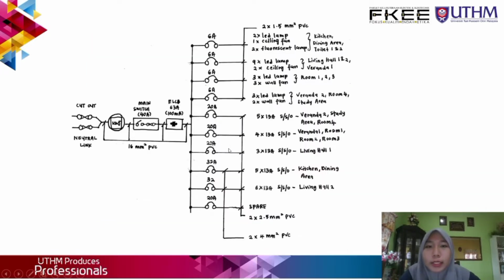This is the single line diagram from the main switch. The main switch is 40 ampere. For this MCB, I have added a spare MCB, which is 20 ampere.